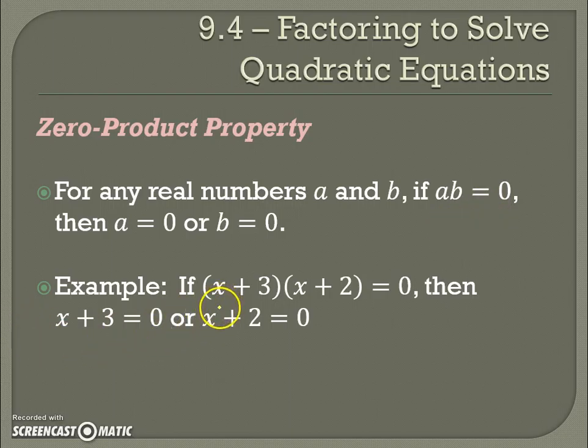An example of this, and this is how we apply it to what we're talking about today, would be if x plus 3 times x plus 2 equals 0, then one of these things must be true. In order for this one to be true, x would have to be negative 3, or for this one, x is equal to negative 2. This zero product property is what the entire lesson of today is built upon, so it's very, very important that you understand this. All right, let's keep going.